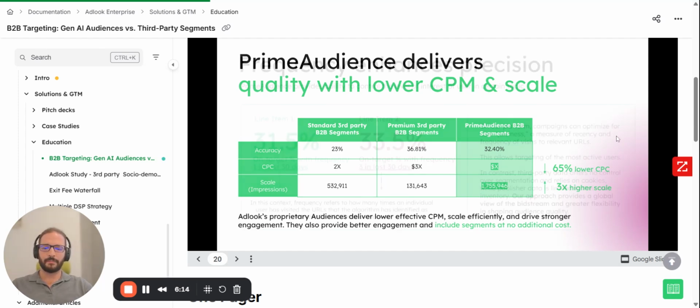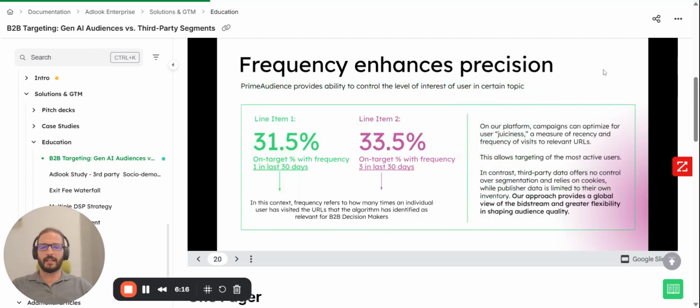The survey was amazing. So, frequency enhances precision. Prime audience provides ability to control the level of interest of a user in a certain topic, and it looks like this. Traditional third-party targeting, 31% of them were on target with a frequency of 1 visit to the URL in the last 30 days. Ours, 33.5% with 3 visits in the last 30 days.